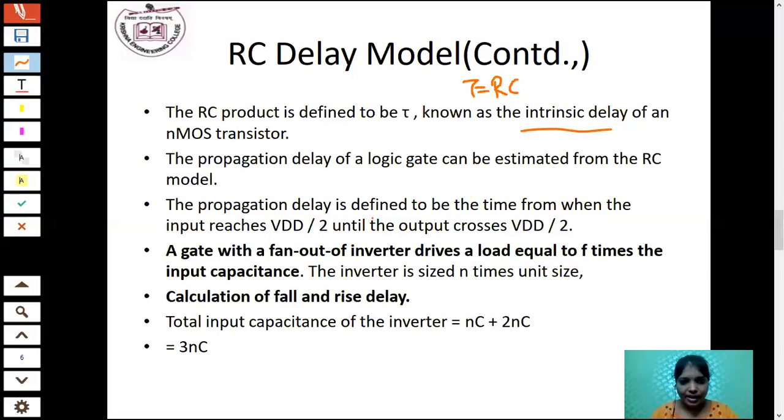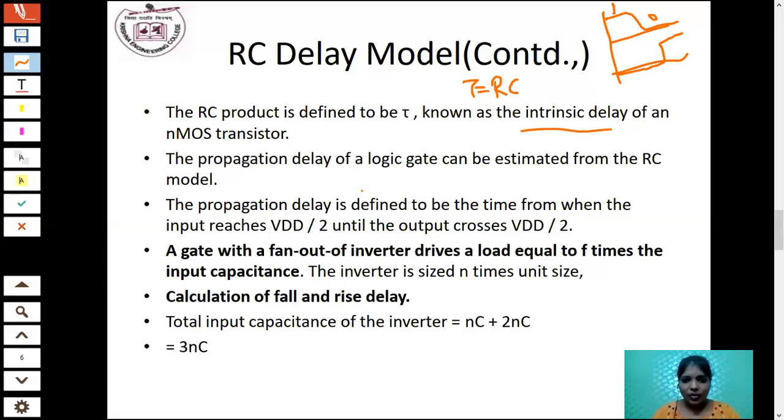The propagation delay, as I already explained, is defined as the time from when the input reaches Vdd by 2 until the output crosses Vdd by 2. Last class I explained about fall time, rise time, and propagation delay with the help of a diagram. For example, this is my input value. Here the input goes from 1 to 0. If it is 1 to 0, you know we are considering a CMOS transistor, so when the input is 1 you get 0, and when it is 0 you get 1.